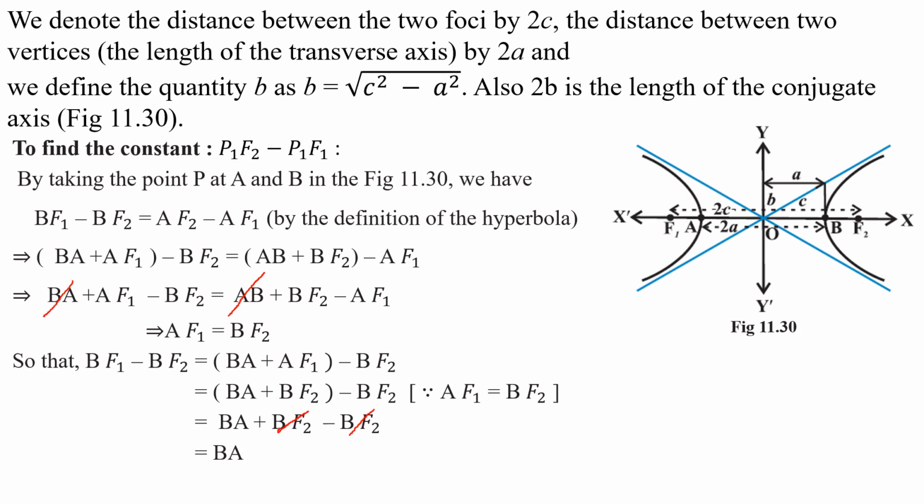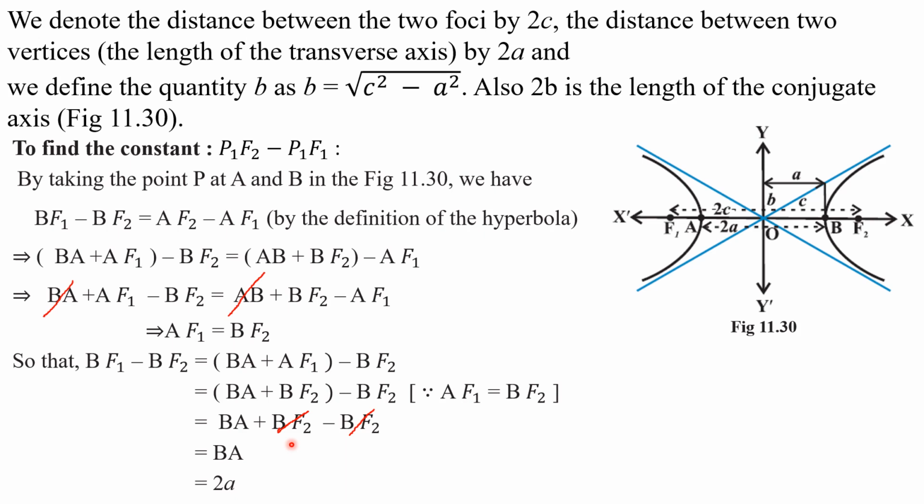What is BA here? The length of the line segment joining the two vertices of the hyperbola. We denoted it as 2A. Yes or no, my children? That is equal to 2A. So we found here the difference BF1 minus BF2 is equal to 2A. It is nothing but the length of the transverse axis. Okay, my children, we have found that constant.